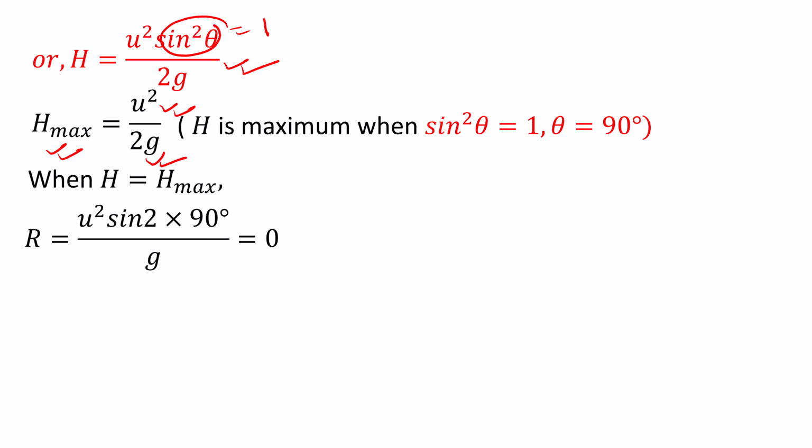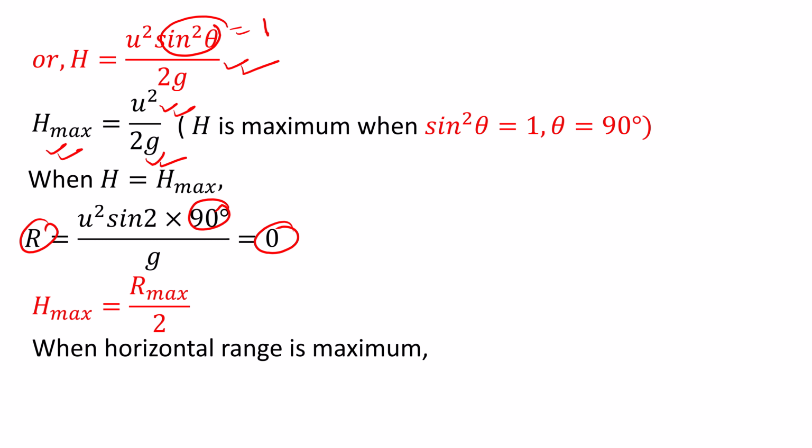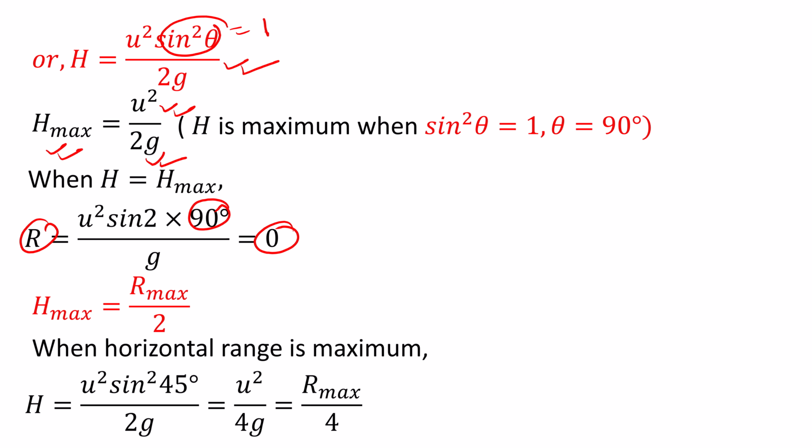When H equals H max, θ equals 90°, that's why horizontal range becomes 0. H max equals R max by 2 is not the case here. When horizontal range is maximum, θ equals 45°. This becomes u² by 4g, which is equal to R max by 4.